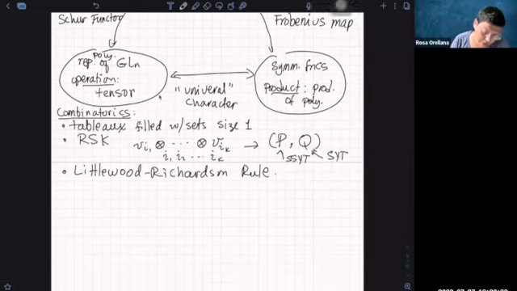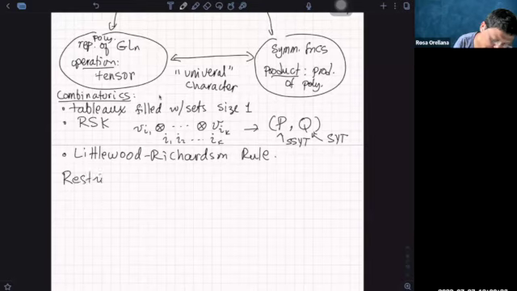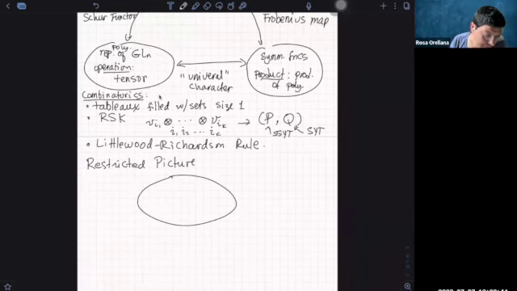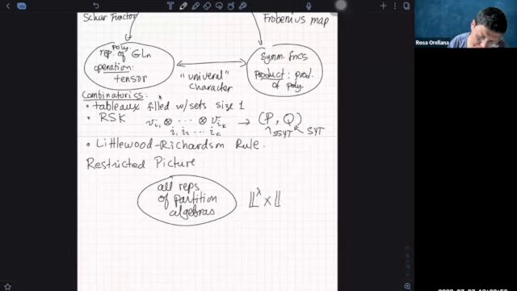So now in our restricted world, which is what we are trying to convince you of, the restricted picture, you will have exactly the same, but now you will have all representations of partition algebras. The product will again be induction, so you can induce products of partition algebras. Here you're going from P lambda cross P mu to P lambda plus mu.